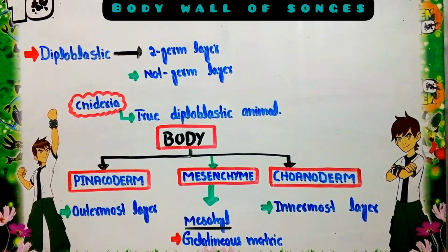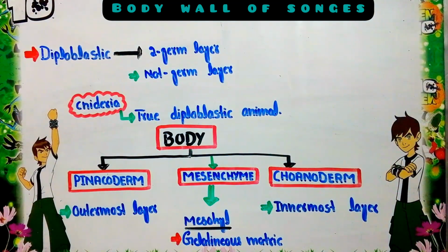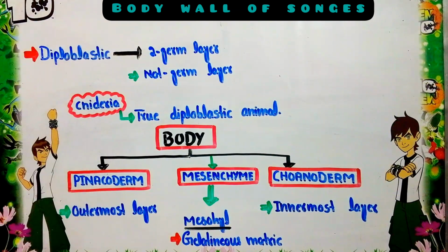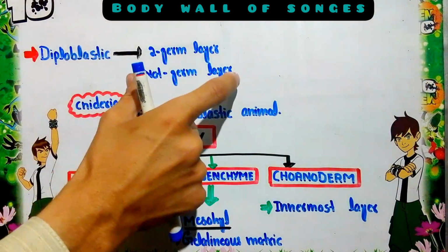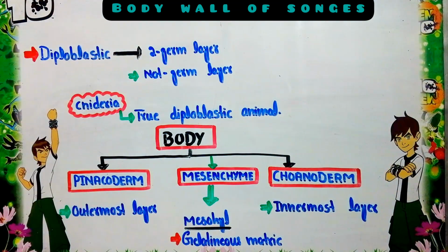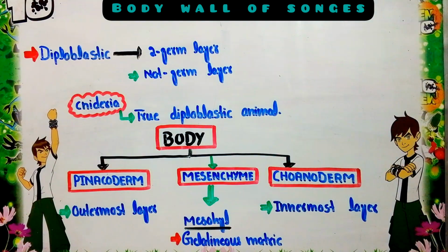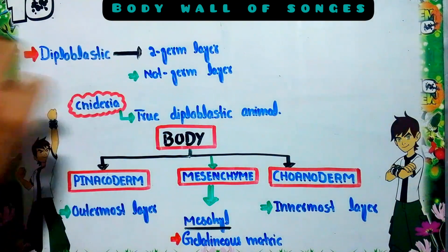As we know, sponges are not actually diploblastic animals, whose body is mainly formed from two germ layers. But here we will discuss the body wall of sponges. These are not actually germ layers. The true diploblastic animals, which contain two germ layers in their embryonic stage, are the Cnidarians. So Cnidarians are the true diploblastic animals; you have to remember this point.